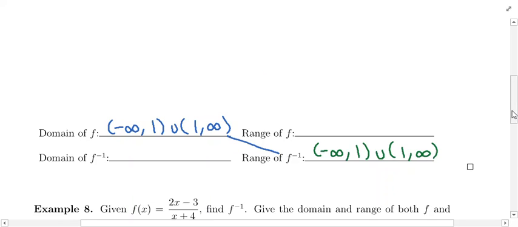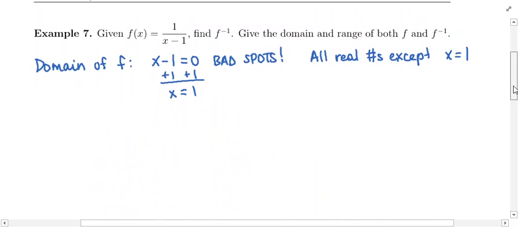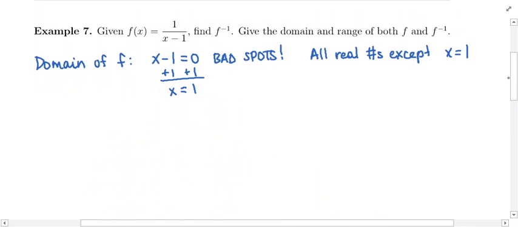All right. So now I'm going to come up here and start working on trying to find the inverse function. My first step is going to be to replace f of x with y. So I'm going to get y is equal to 1 over x minus 1. Then the next thing I need to do is switch x and y. So I'm going to get x equals 1 over y minus 1. And you need to solve this for y.